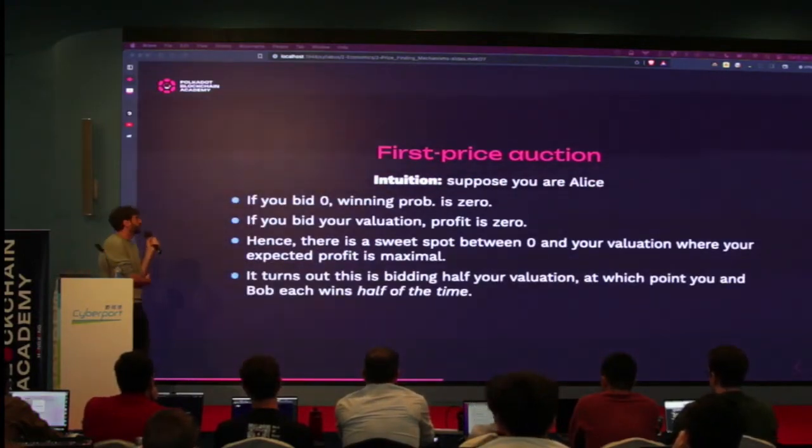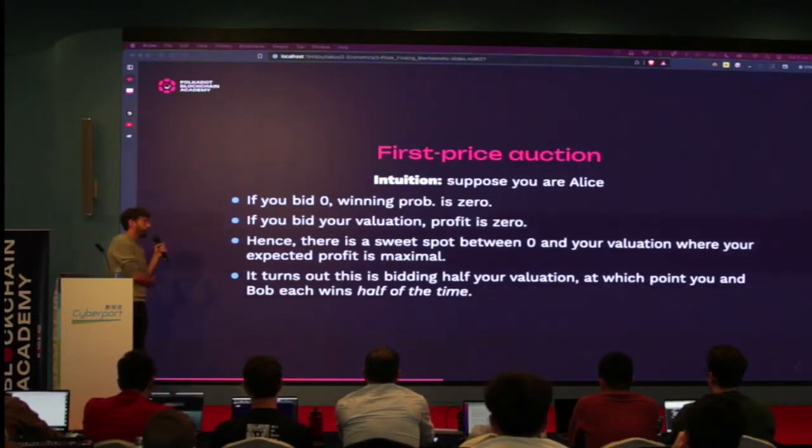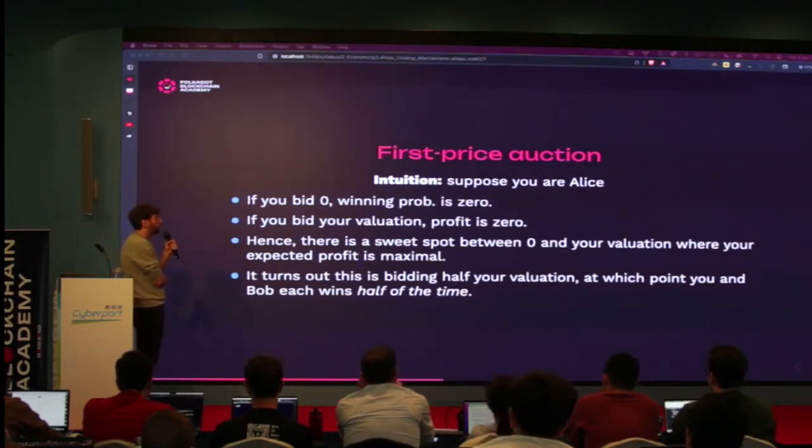There's some intuition here. If you bid 0, the winning probability is 0. If you bid your valuation, your profit is 0. So that is just as bad as not winning, right? Because you don't get anything. Hence, there must be some sweet spot between 0 and your valuation for your expected profit to be maximal.